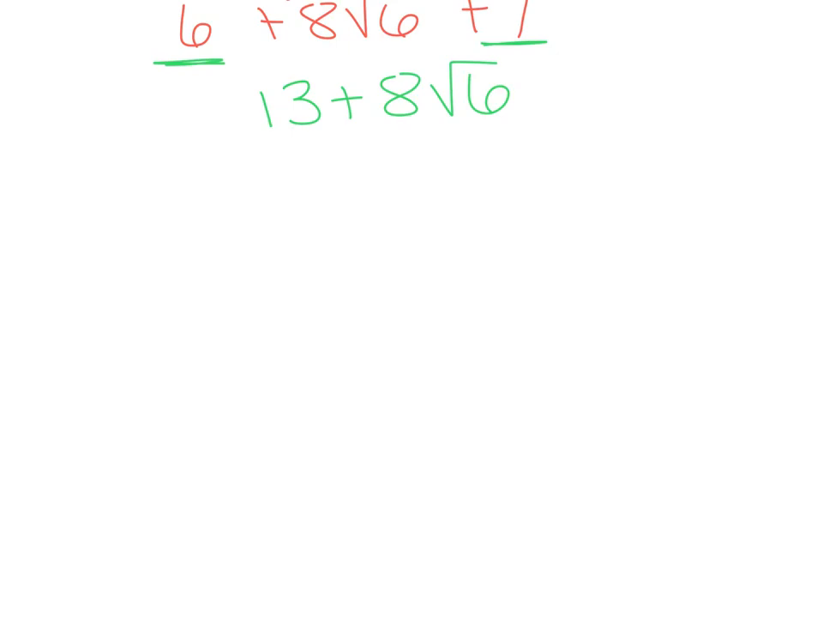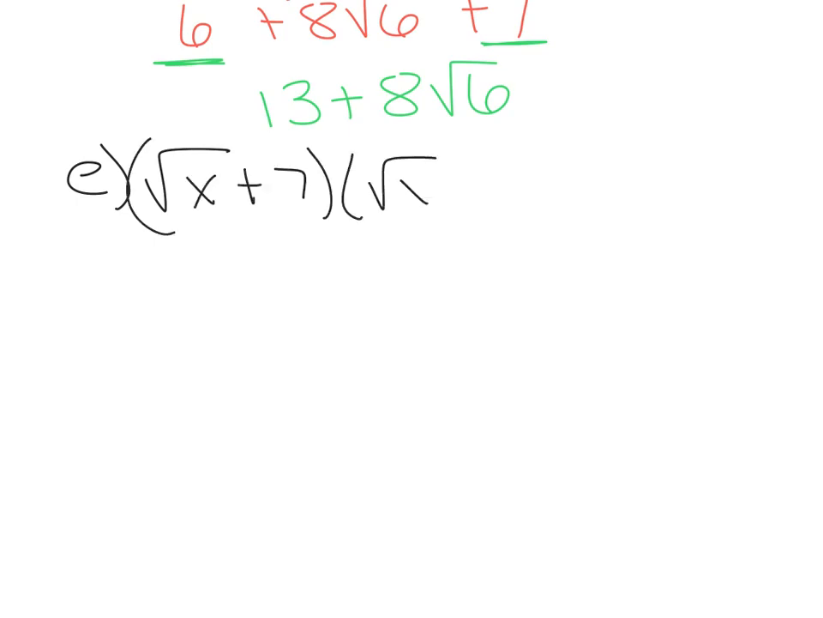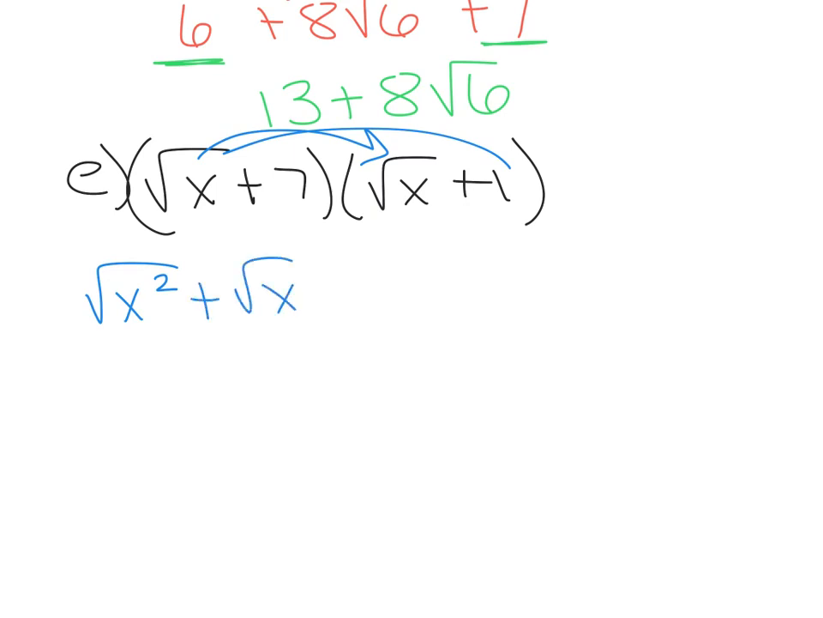All right, let's go to letter E. The square root of x plus 7 times the square root of x plus 1. All right, square root of x times the square root of x makes a square root of x squared. Square root of x times 1 is a square root of x. 7 times the square root of x is 7 square root of x. 7 times 1 is 7.